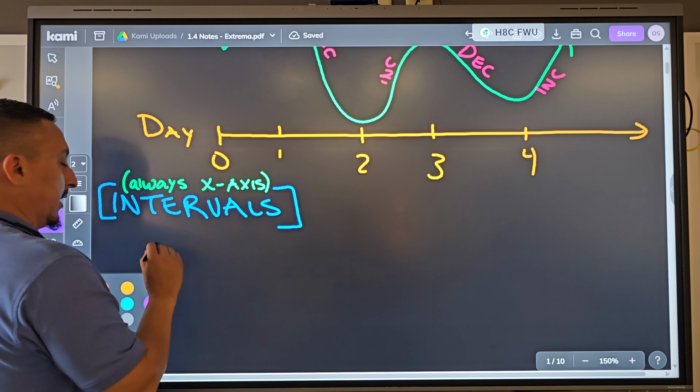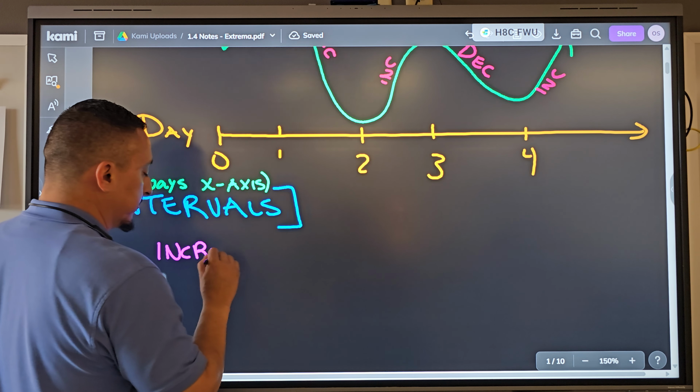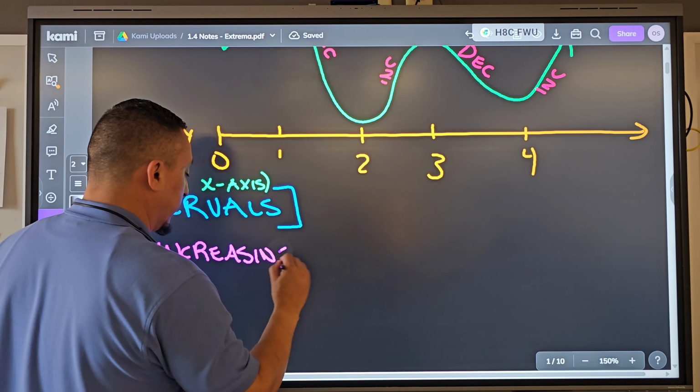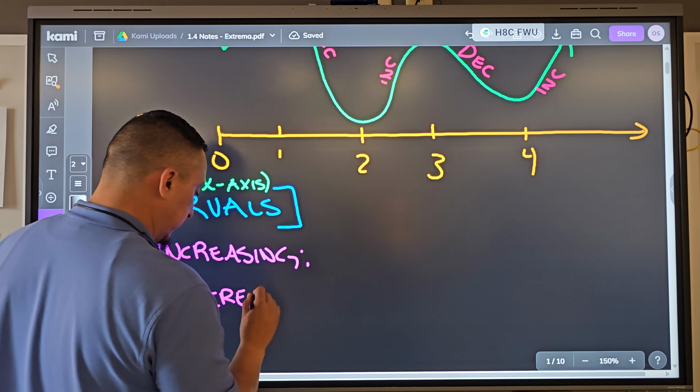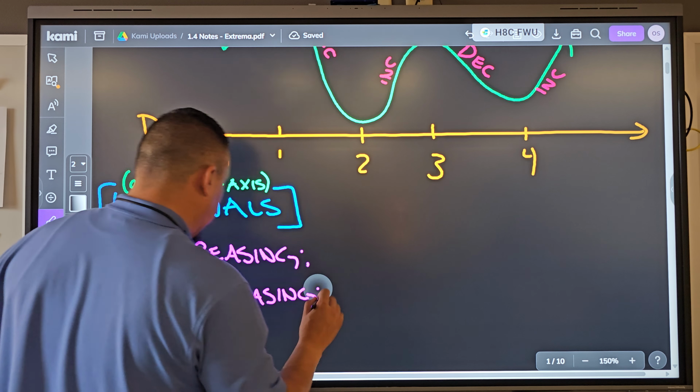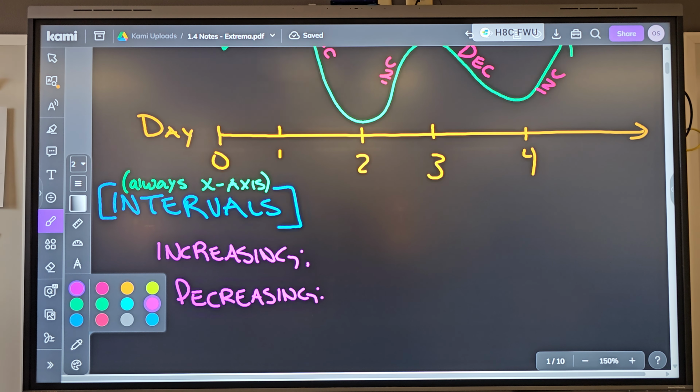And so we say, okay, it's increasing, and then it's decreasing. But instead of labeling on the graph, we say it's increasing from this day to this day, and it's decreasing from this day to this day. That's how we label it, so to speak.